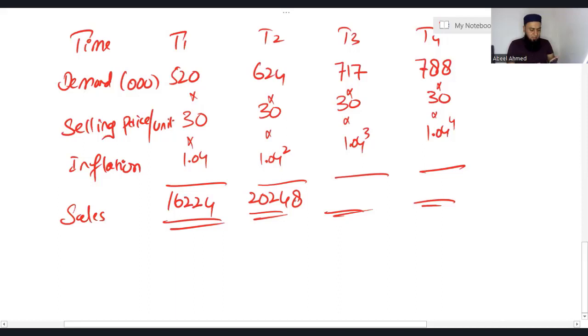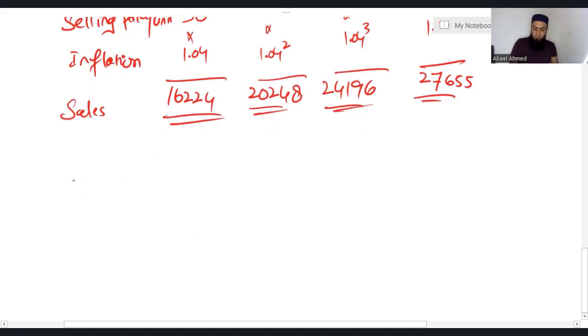717 multiplied by 30 into 1.04 power 3 gives 24,196. 788 into 30 into 1.04 power 4 gives 27,655. Now let's try to calculate the variable cost.